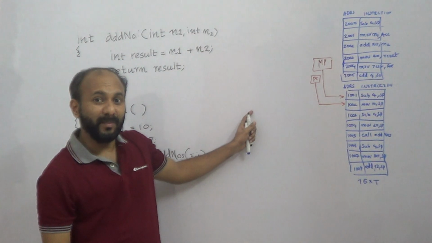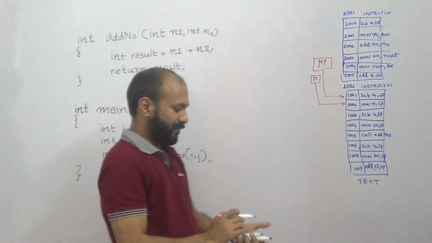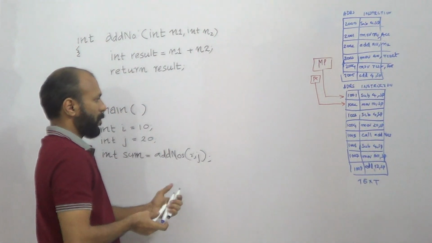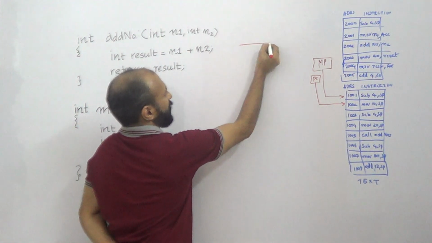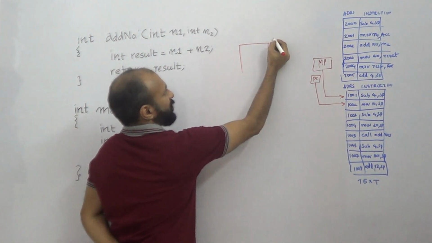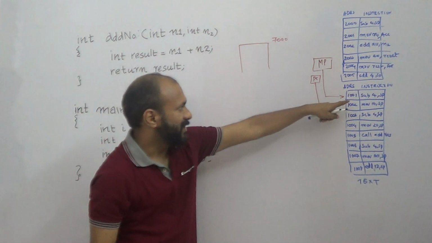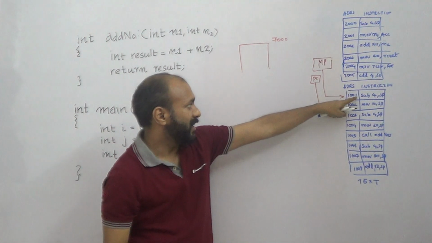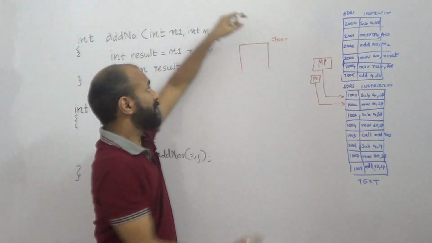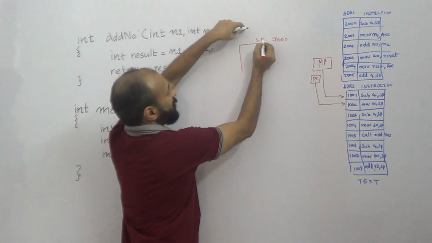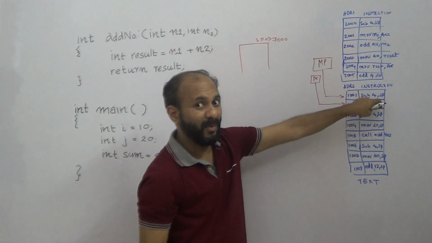Assume our stack is starting from 7000. We can try to draw the stack frame now. This I am drawing, stack frame of the main. Assume address is starting from 7000. Processor is starting reading the instruction line by line. Subtract 4 from stack pointer. Now stack pointer is pointing to 7000. Subtract 4 from stack pointer.